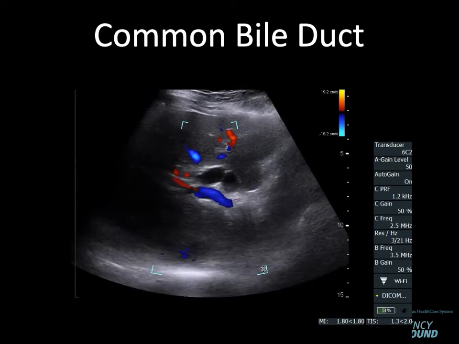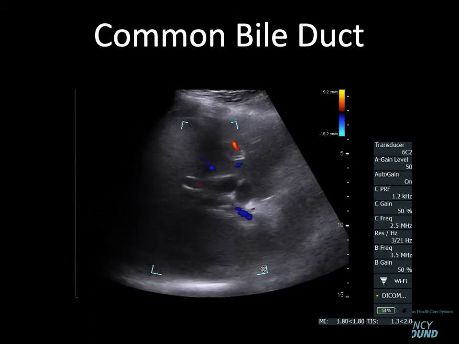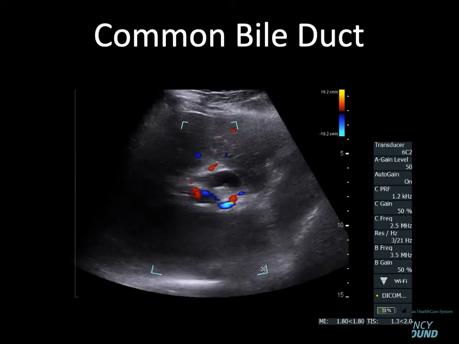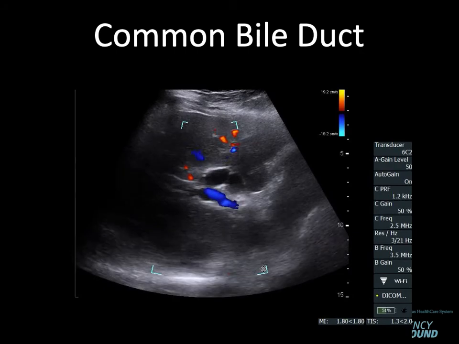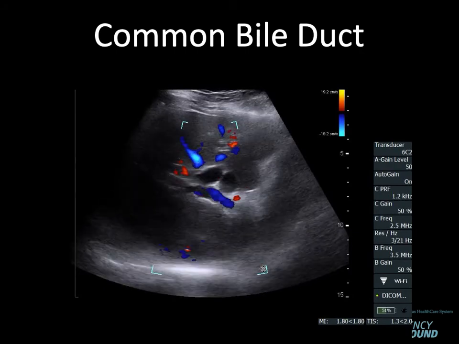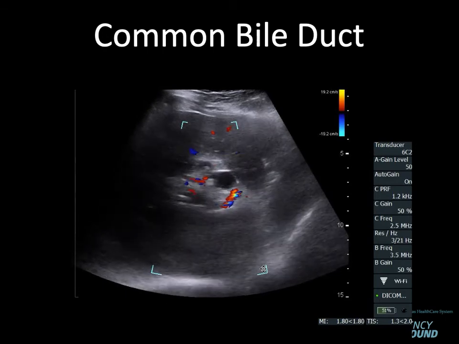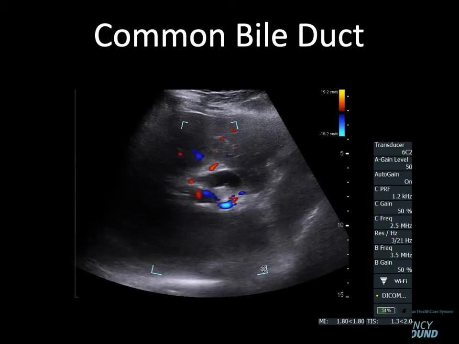Next, we're going to look for our common bile duct. So now we're scanning down to the portal triad. I always really like to make sure I have a nice view of the gallbladder in the sagittal plane. It looks like the long part of an exclamation point, and then your portal triad should be the point or the dot to your exclamation point.